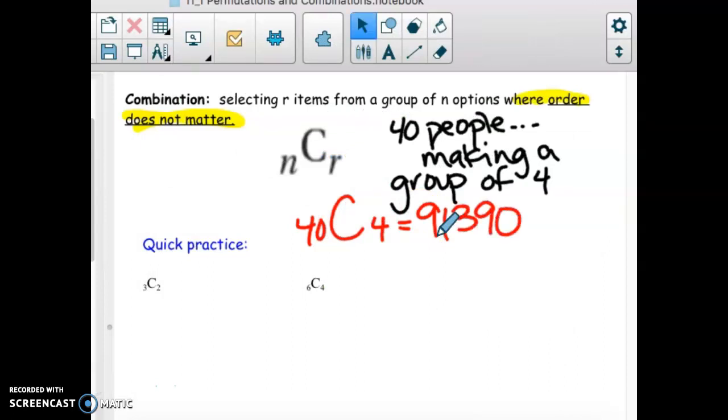Take a second to practice that function on your calculator, and then we'll look at deciding when to.